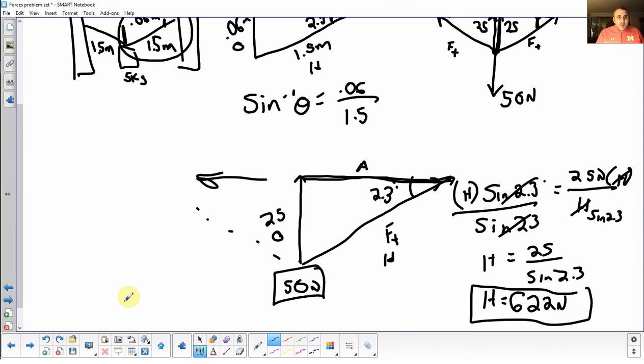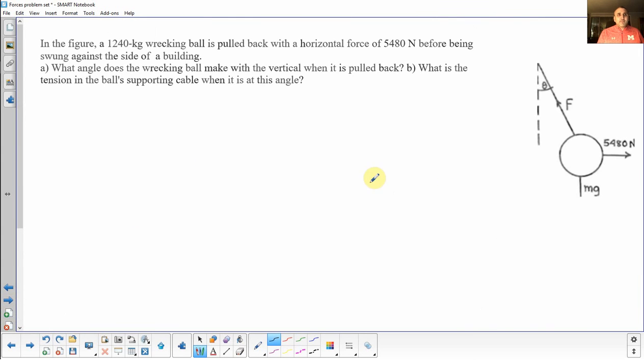Okay. The next thing, the last question for you. In the figure, a 1,240 kilogram wrecking ball is pulled backwards with a horizontal force of 5,480 newtons before being swung against the side of a building. Bad day for the building. What angle does the wrecking ball make with the vertical when it's pulled back, and what's the tension of the ball supporting cable when we actually do this? So we're looking for this angle, and we're looking for that F.